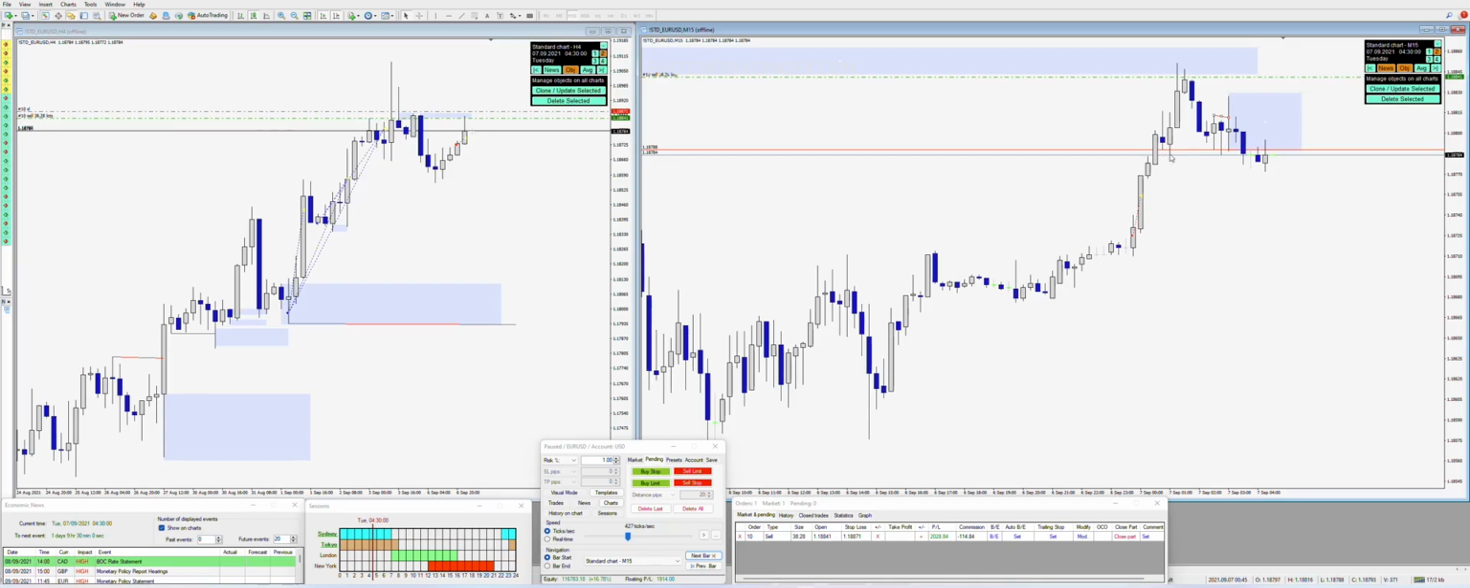So we have a change of character taking out this low. We have this demand flipping to supply, right? And now you would look to get in this buy to sell. You could refine it even more potentially to that wick, but that essentially would be an entry I'd be looking at. I'll tell you what, let's take it.